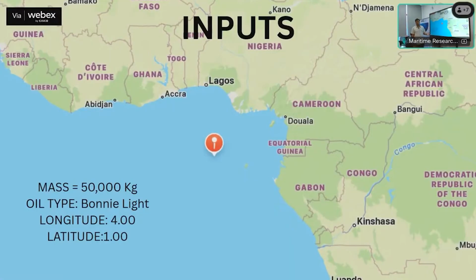I generated this this morning. So these are the inputs I gave. I used mass instead of volume because the density might change, but it doesn't matter; you can use volume as well. I can change that. So 50,000 kg of oil was spilled at this location, of the type Bonny, a lightweight oil. I chose a random spot somewhere in the ocean, near Africa.